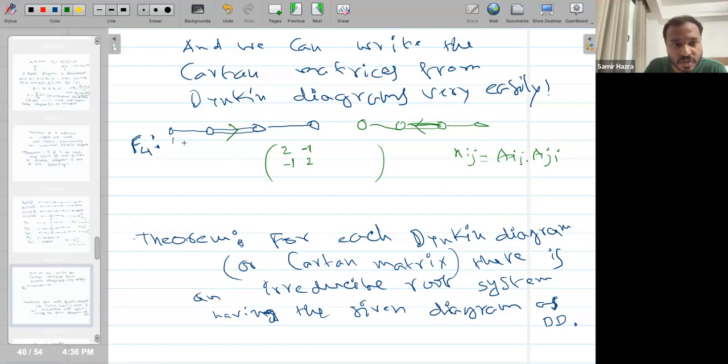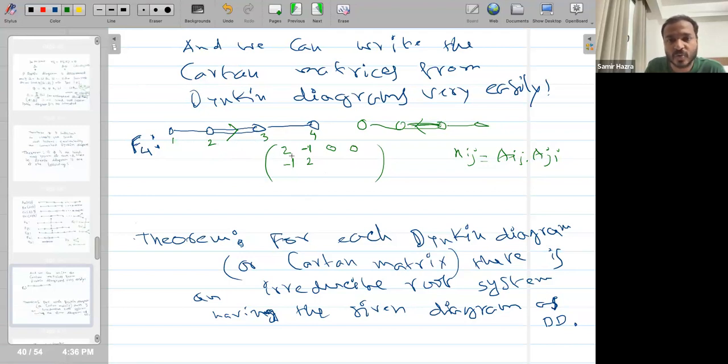So let's say this is 1, this is 2, this is 3, this is 4. Then A12 times A21 is the number of edges between 1 and 2. Similarly here it is A13. There is no edge between 1 and 3, so this must be 0. Similarly, between 1 and 4 there is no edge. This must be 0. Okay. So 2, 1 is done. 2, 2 must be 2 because it's a diagonal. 2, 3.